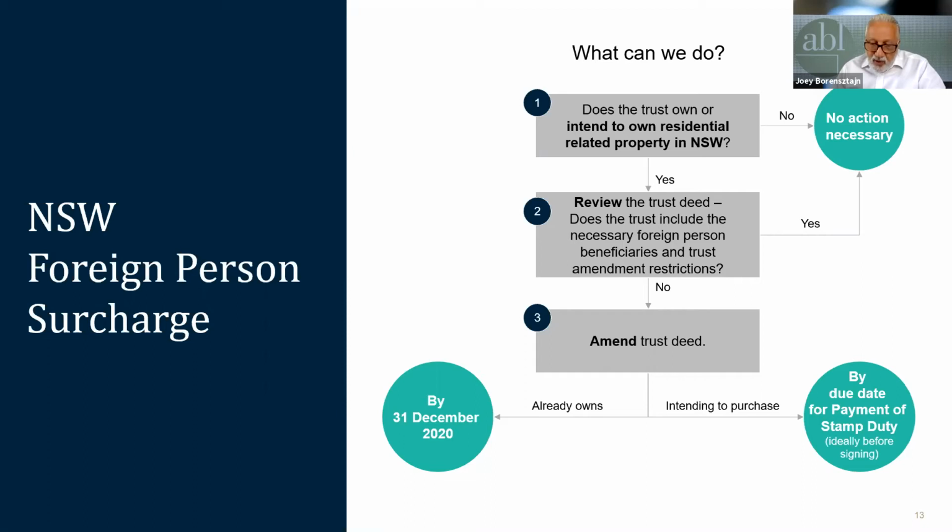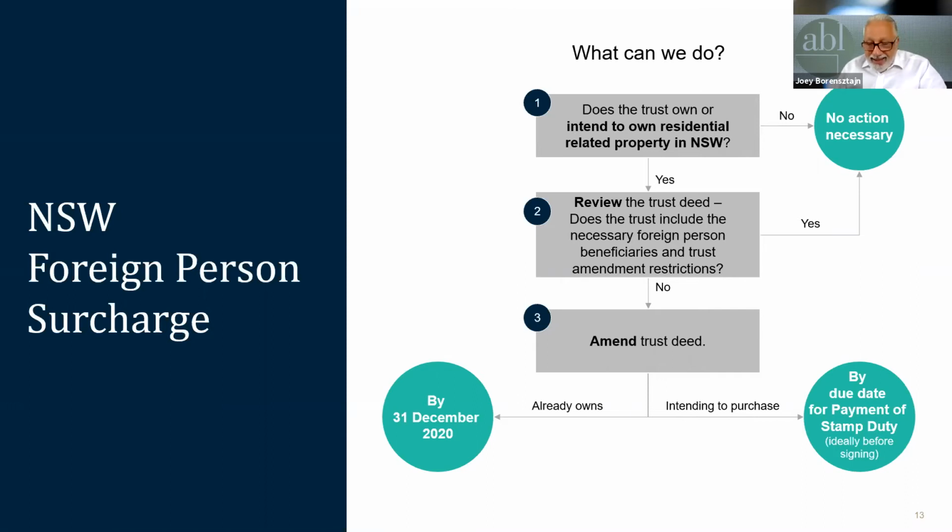Where that trust already owns residential property, then you must amend the deed by 31 December this year. If it doesn't and it's intending to purchase, then the deed needs to be amended by the due date for payment of stamp duty on the acquisition. Ideally, you'd do it before signing the contract, but you have until the due date for payment of stamp duty.